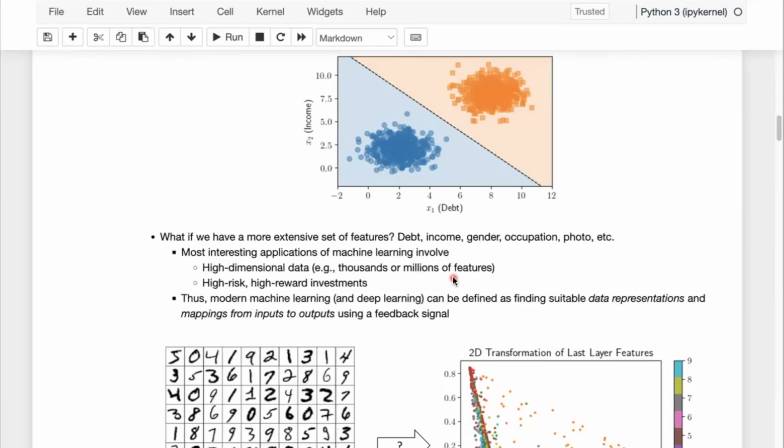And also the other part is that we have high risk, high reward investments, right? So once you start to incorporate machine learning in autonomous driving, in medical diagnosis, it is very important to make accurate and reliable decisions or predictions. And that's something that's part of modern machine learning.